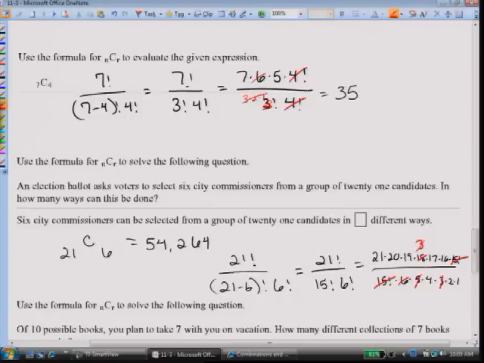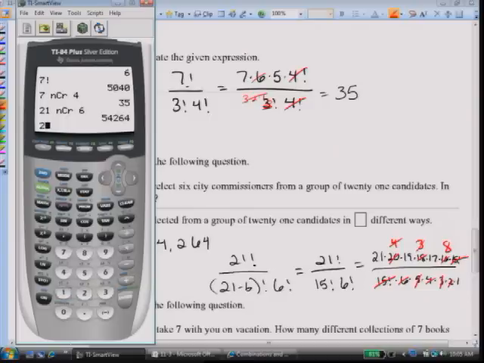You can say 5 goes into 20 4 times, and then that 4 cancels with that 4. And we'll say 2 goes into 16 8 times. So you end up with 21 times 19 times 17 times 8, which will be the same answer. 21 times 19 times 17 times 8 is 54,264. So it's not a mystery what your calculator is doing. It's just taking away that little bit of work for you.